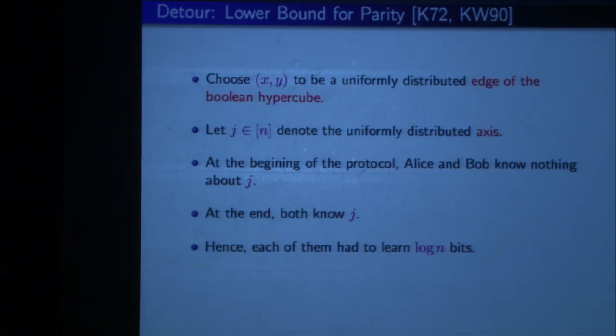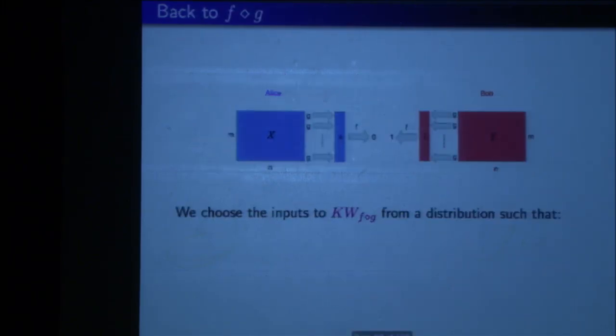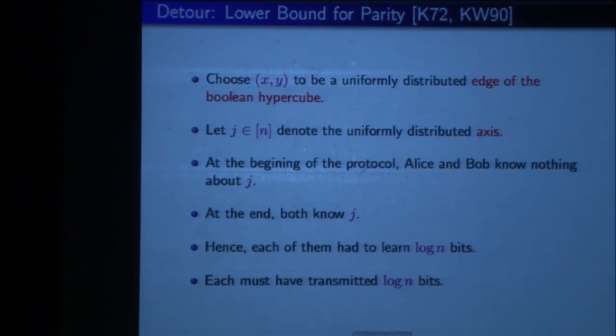Each of them had to learn log n bits of information, so each of them had to transmit log n bits of information so the other could learn log n bits of information. So the total communication complexity is 2 log n, because each of them had to transmit log n bits of information. Okay, so now let's go back. Actually, any questions about this argument?